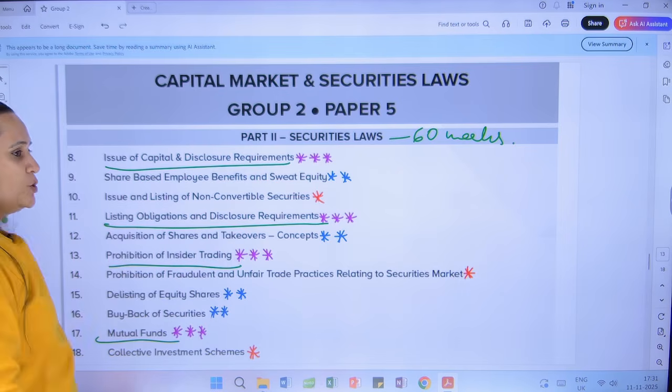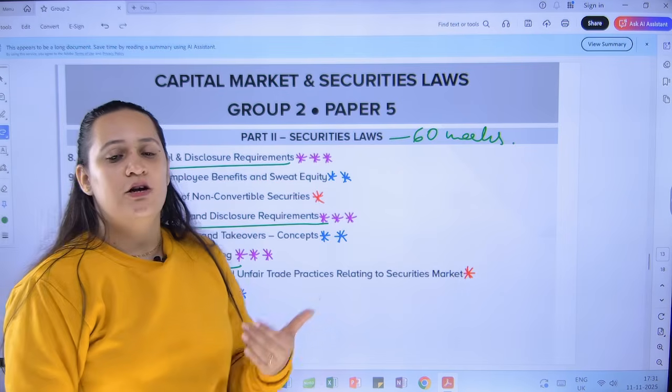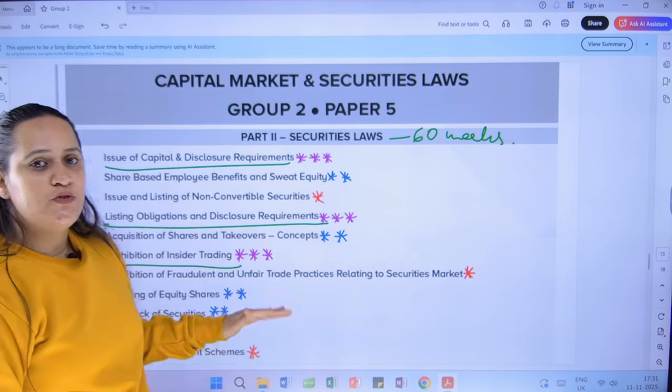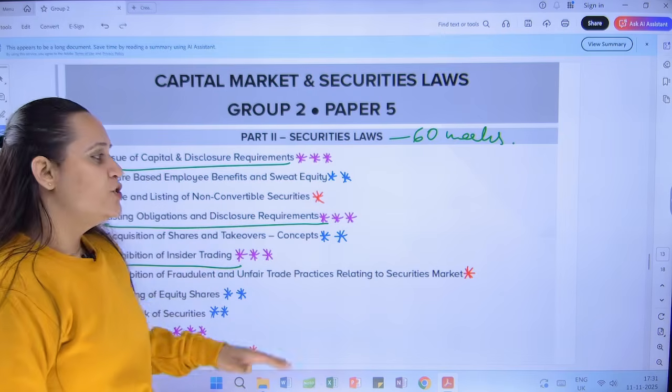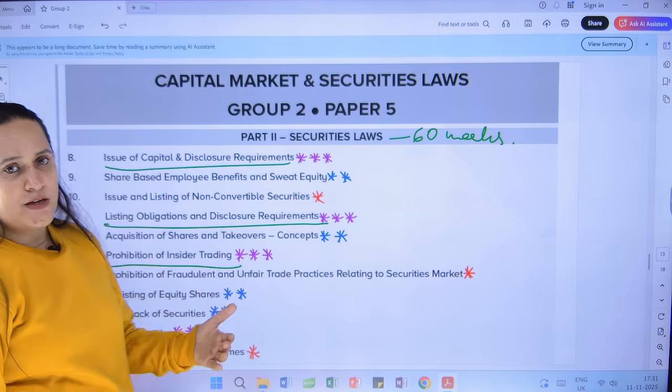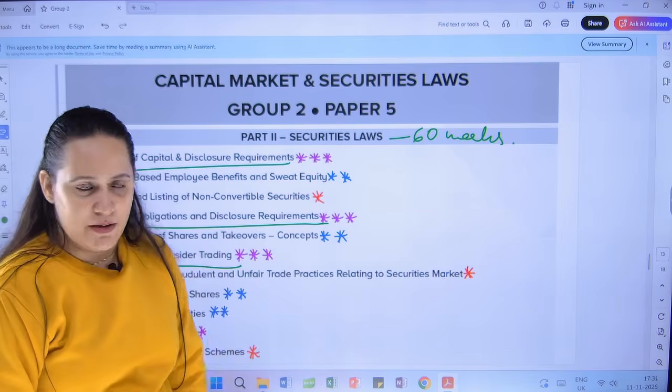regulations and chapter on mutual funds. The institute asks a lot of practical oriented questions from the chapter relating to mutual funds where calculations are required to be made. So, that is why it has gained significance in the past few attempts.